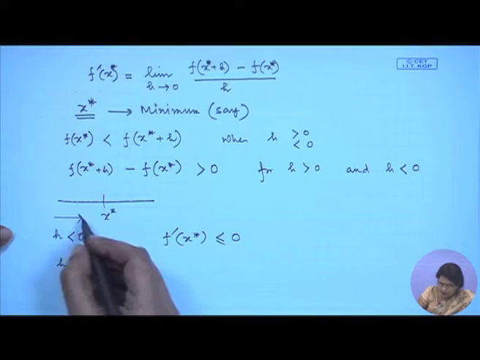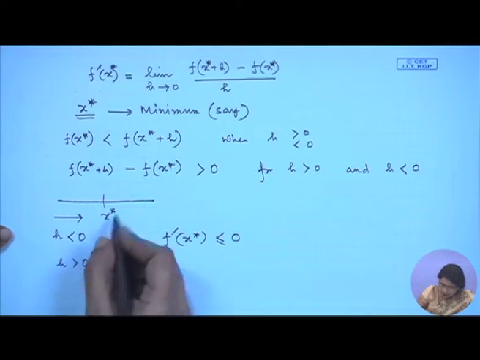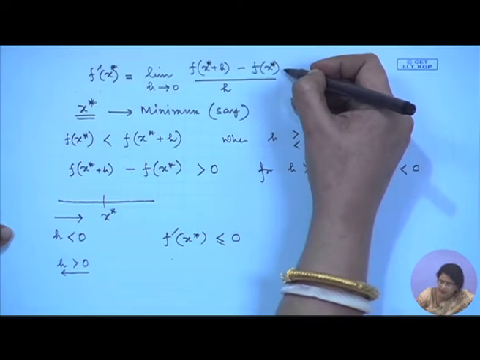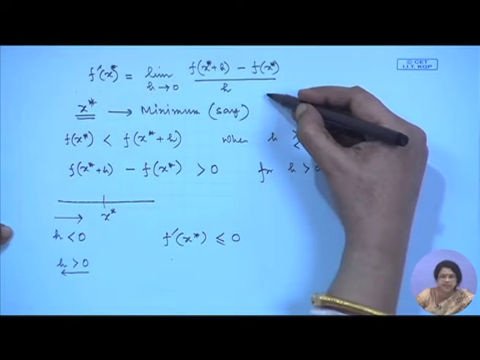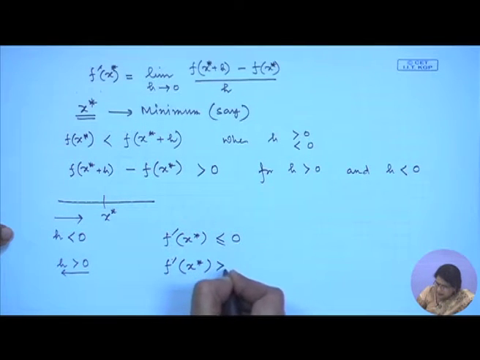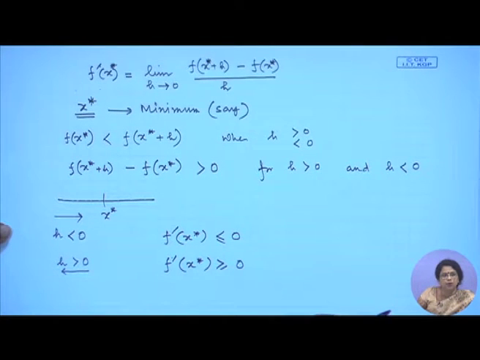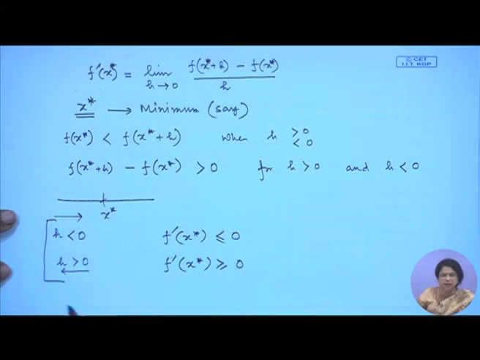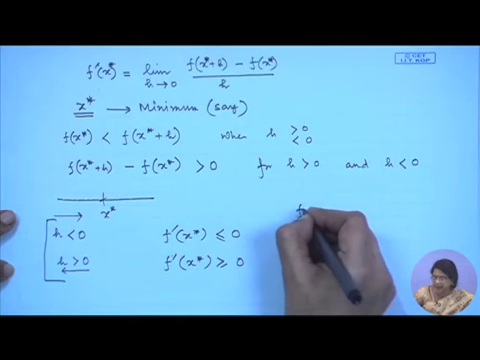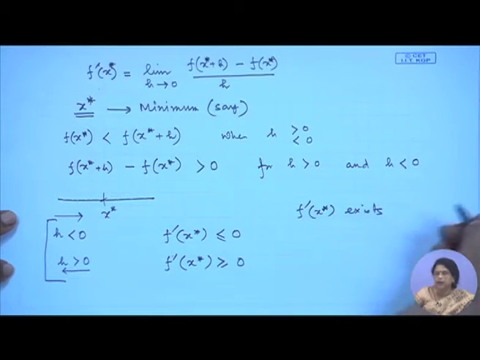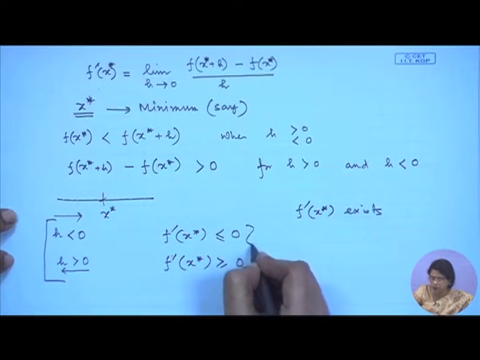If I approach that, what is happening? We are coming from the right to x star. Then the numerator is positive, h is positive. That means this is greater than or equal to 0. And you see, both cannot happen together at the point x star because we have assumed that f prime x star exists. Then what is the only possibility from these two combinations?